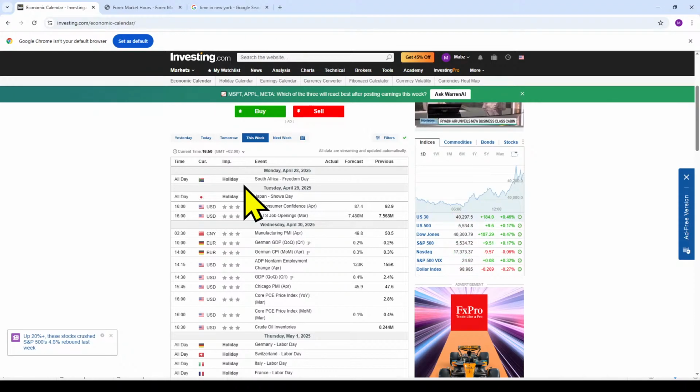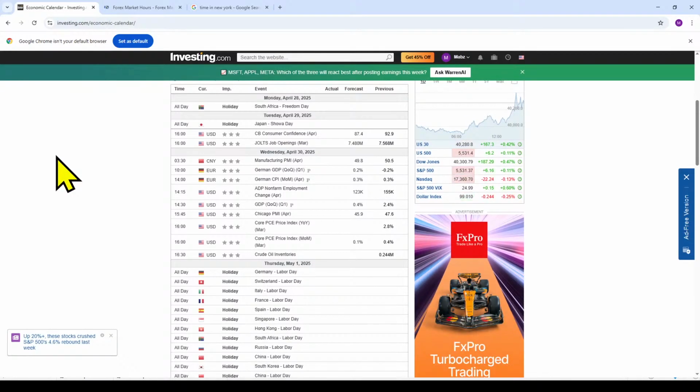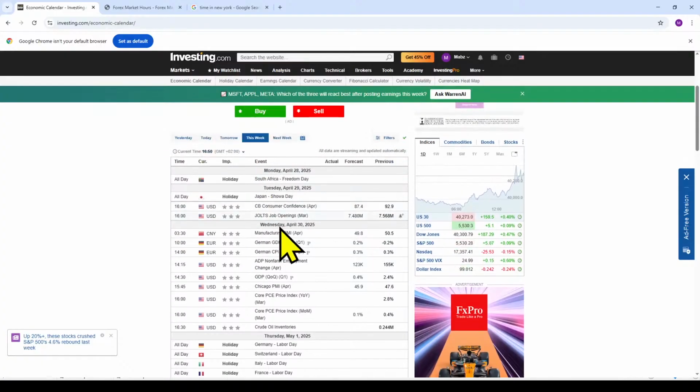If we're on this week, we can see that Tuesday, the 29th of April, in Japan, there's a public holiday, which means that the Asian session might be a bit slow. And then on Tuesday, we have two news events. You guys can see them right there. They're going to be at 4 p.m.